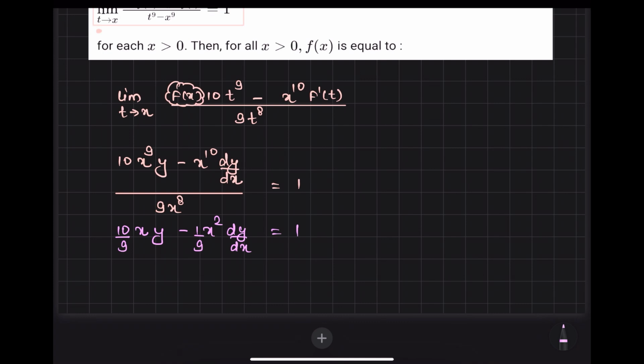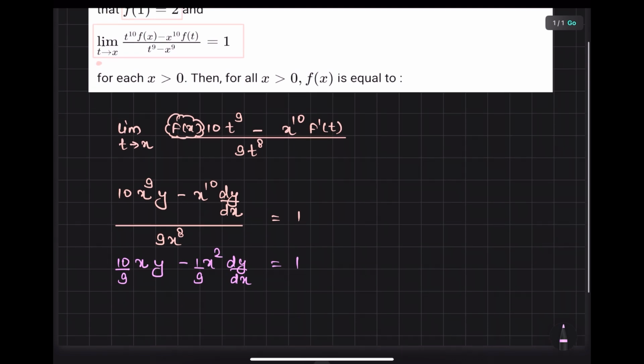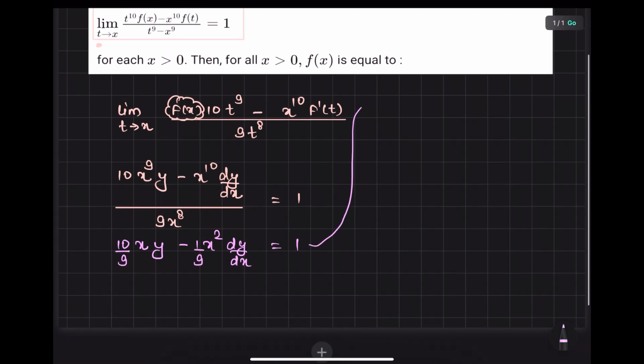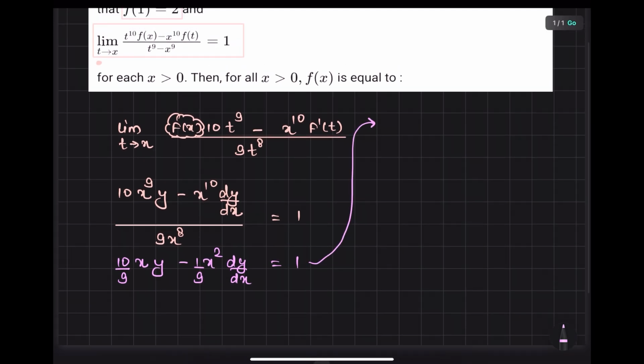Now we will try to write this in standard form, so we write dy by dx with a positive sign. Multiplying through, we got x square dy by dx minus 10xy is equal to minus 9. I hope things are clear.